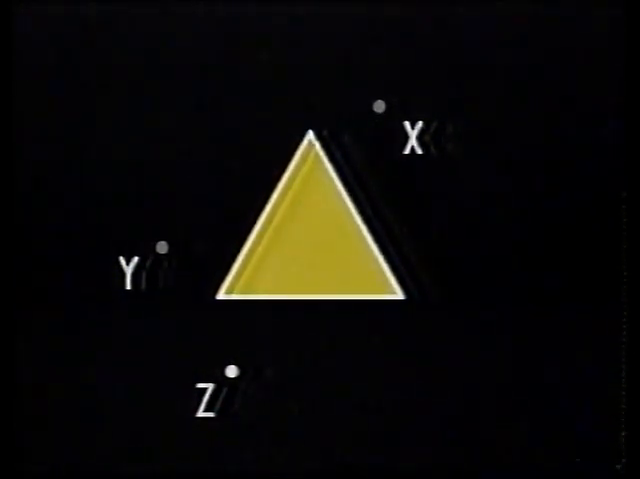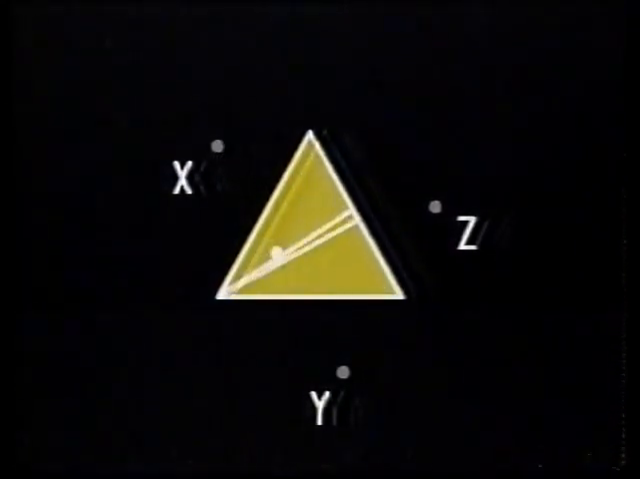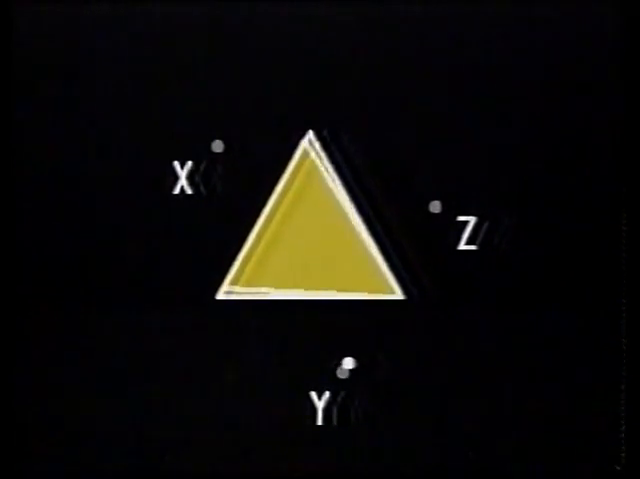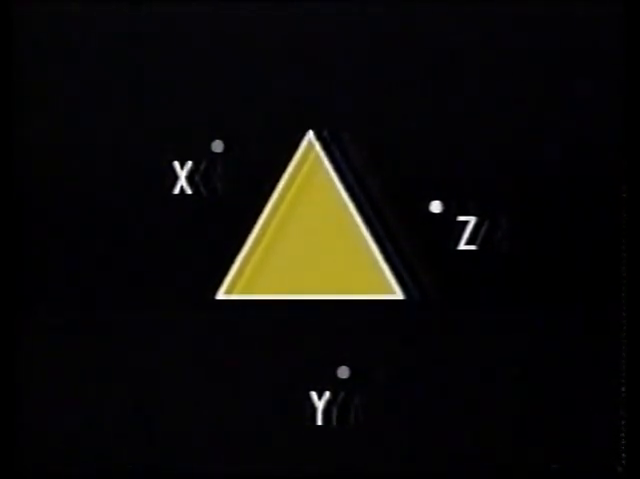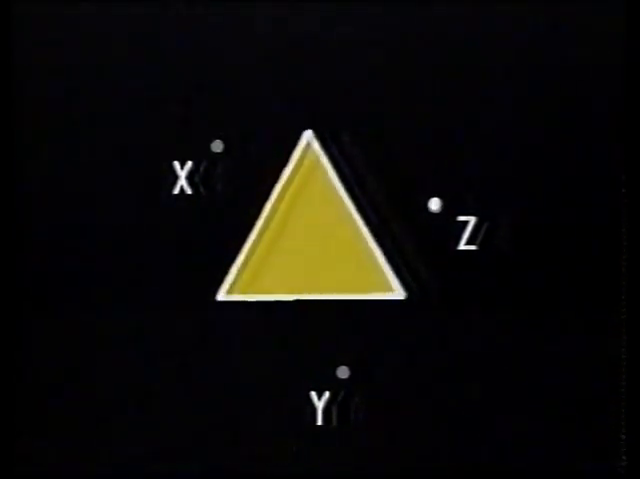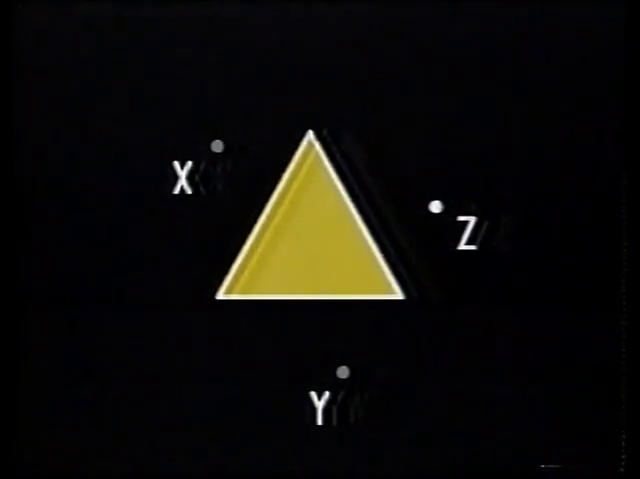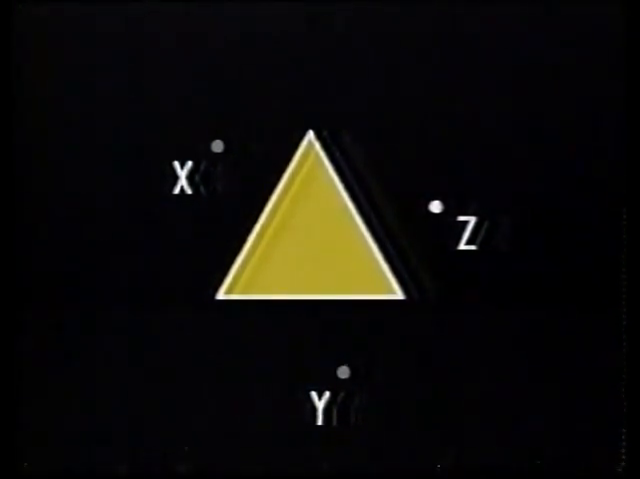For this choice of x, y, and z, x is related to y by a reflection, and y is related to z by a different reflection. In this case, x is directly related to z by this rotation. When you combine 2 of these symmetries of the triangle, the result is also one of the symmetries.